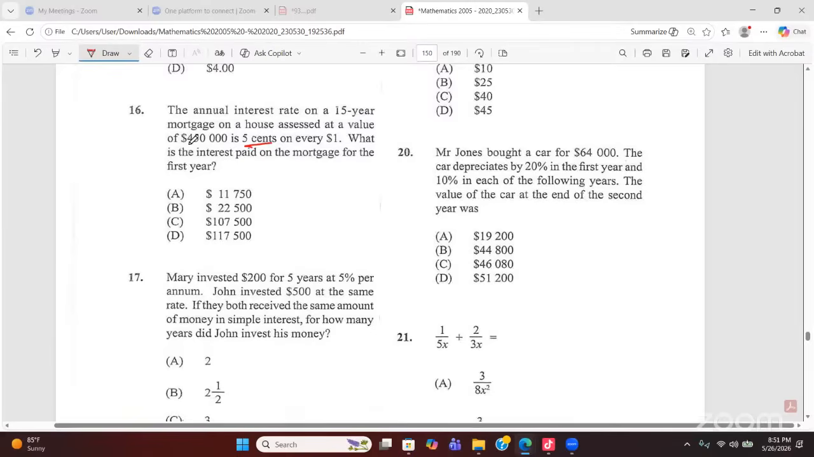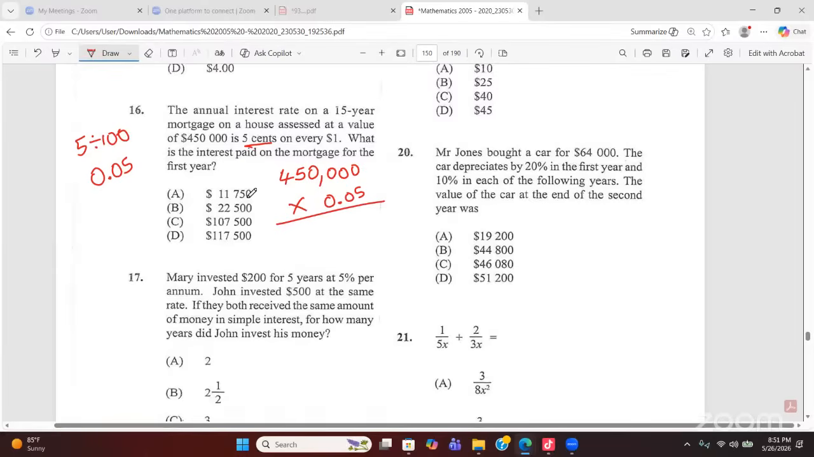Let me see who has this. Drop in your answer. Anyways, it's 5 cents for every dollar. 5 cents is 5 divided by 100, and so this is actually 0.05 for every dollar. You're multiplying the amount by this figure here. It's a lot of zeros, but it's 0.05. All you got to do is multiply that and your answer will come up. Those numbers are very simple.